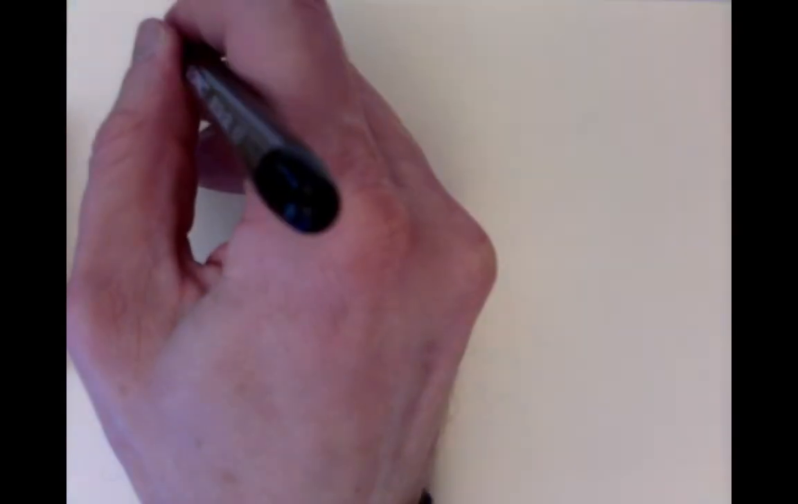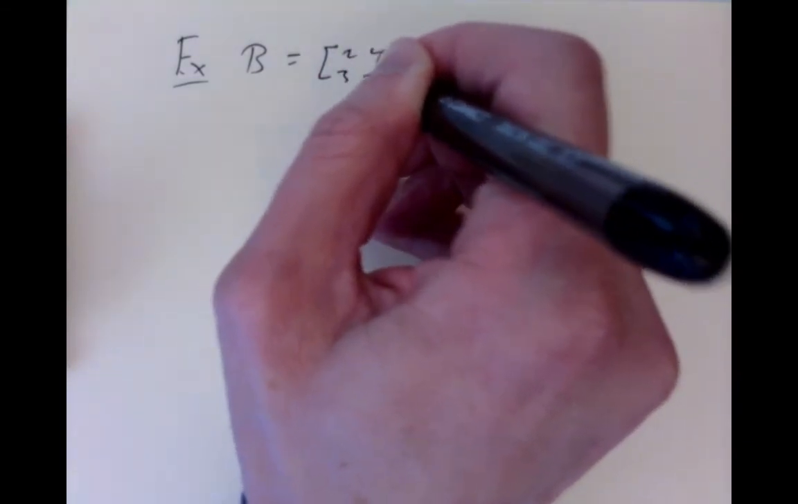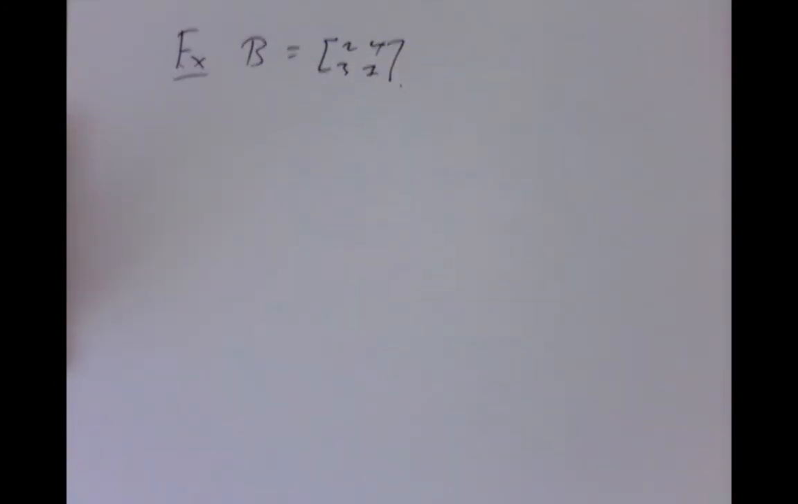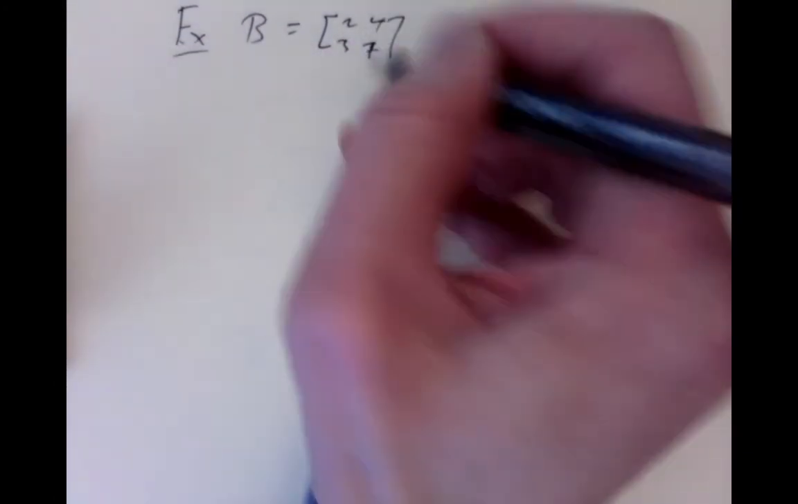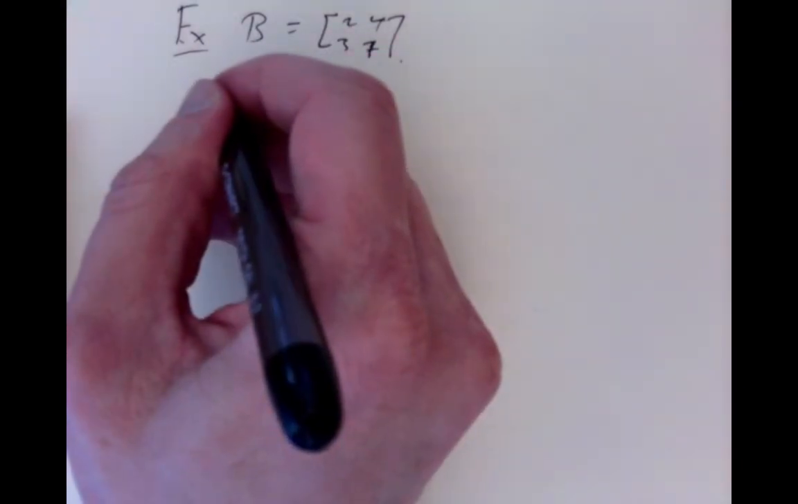So we'll start off with a matrix B. It's just going to be 2, 4, 3, 7. It's a very simple matrix, and we already know how to invert 2x2s anyway, so it's not really a worthwhile example, but still it'll show us the steps we need to take.